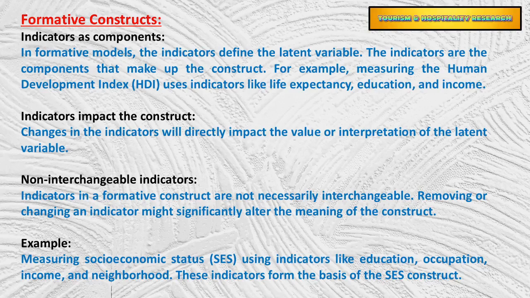So all of these three, according to the theoretical background and review of literature you have done, are quite important to measure the Human Development Index. That is why we call them formative indicators. Changes in the indicators will directly impact the value or interpretation of the latent variable, and they are non-interchangeable because they convey different meanings. Example, measuring socio-economic status using indicators like education, occupation, income, and neighborhood.